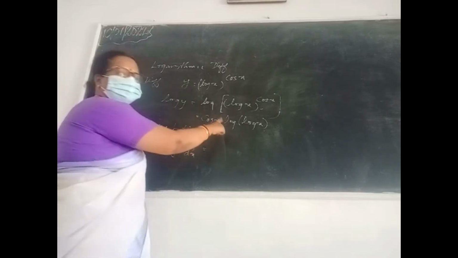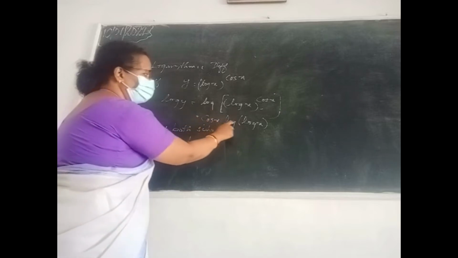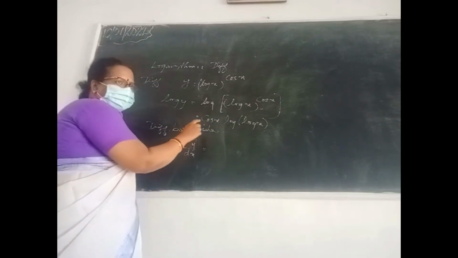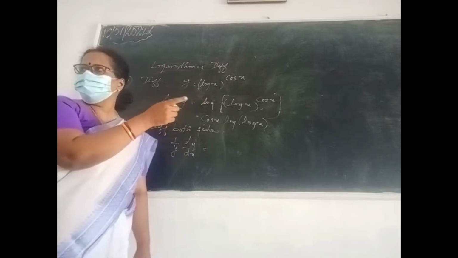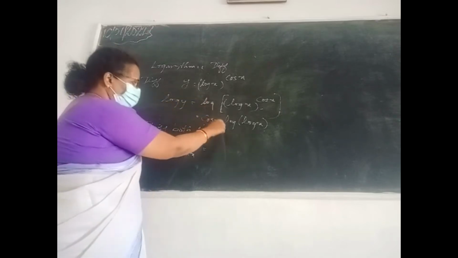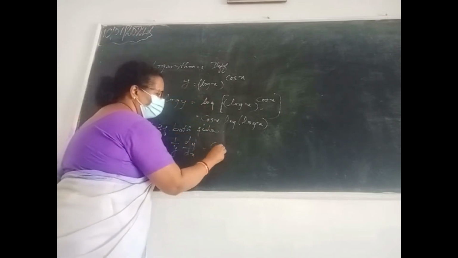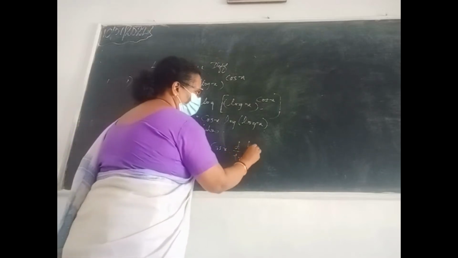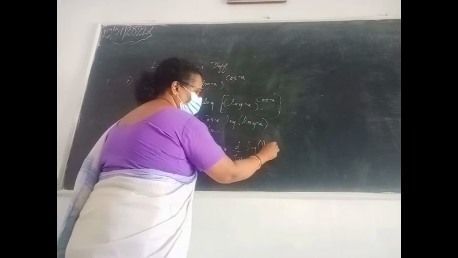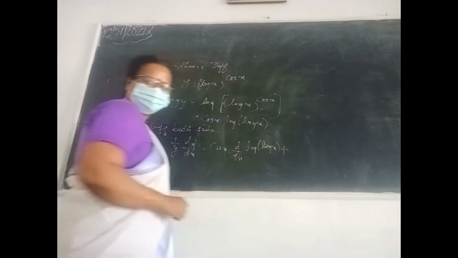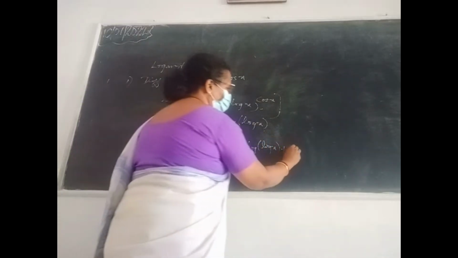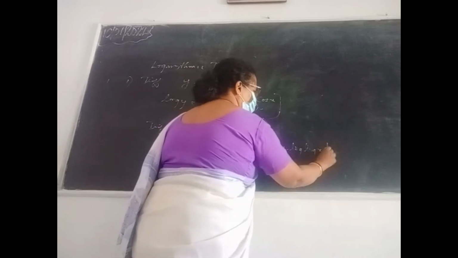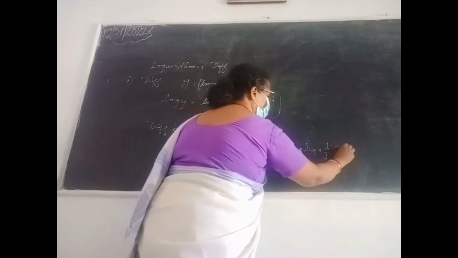Product rule. Cos x into log of log x. So you apply product rule. What is product rule? u dv by dx plus v du by dx. Then what we will get? Cos x d by dx of log of log x plus log of log x d by dx of cos x.